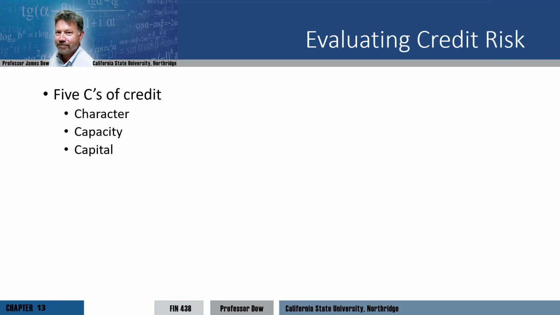Capital represents the wealth of the borrower. If I borrow money from a bank, do I have other financial assets, such as long-term investments, that I could use to repay the loan if necessary? Collateral are assets that I pledge that the bank could take if I don't make the loan, which reduces the risk for the bank.